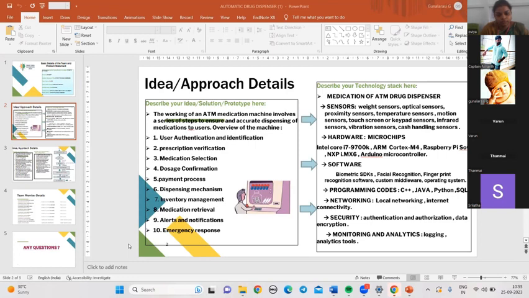The internal working of the ATM medication machine involves microchips. There are many microchips like Intel Core i7 9700K, ARM Cortex M4, Raspberry Pi SoC, NXP IMX6, and Arduino microcontroller. Now coming to the Intel Core i7 9700K, a high performance microchip used in computers for processing complex tasks. ARM Cortex M4 is used in embedded systems and IoT devices due to its power efficiency and real-time processing capabilities.